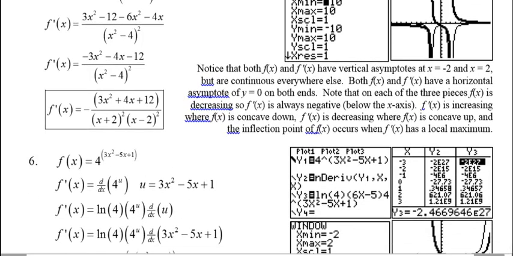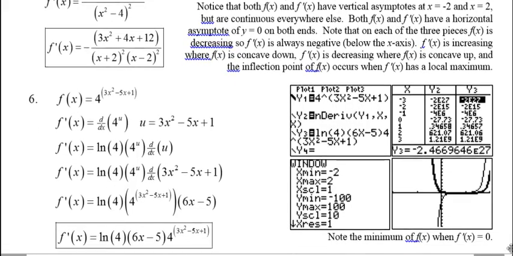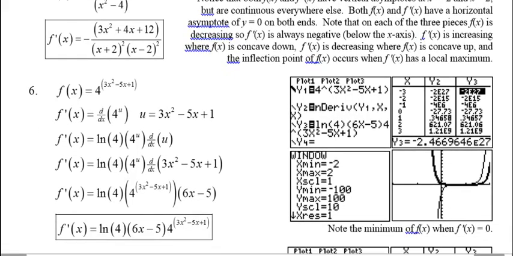f(x) = 4^(3x² - 5x + 1). Again, what we want to do is start by pretending we're evaluating this function and plugging in an x value. What would you do? The first thing you do is square the x, then multiply by 3, then take negative 5 times the original x, then take 1, and add those three things together. And then you would take 4 to that power.